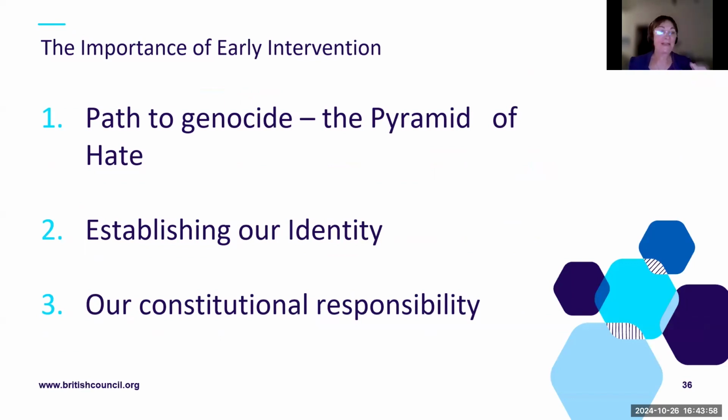Okay, so then, the importance of early intervention, just in summary, was the path to genocide, that pyramid of hate. We've got to prevent genocide from happening in our communities, establishing our identity so that our community, our group, are all reliable and respectful if possible, and because it's our constitutional responsibility. And then after the whole workshop, I got them to write a paragraph about which one resonated with them most, which one they think is most important and why, and was there anything that changed their attitudes?